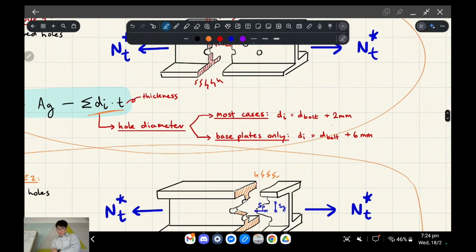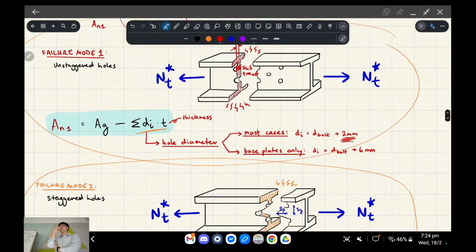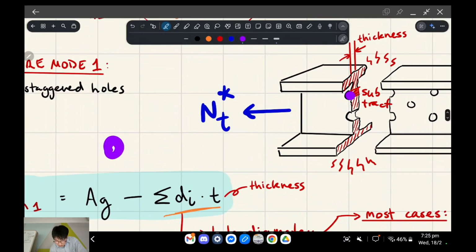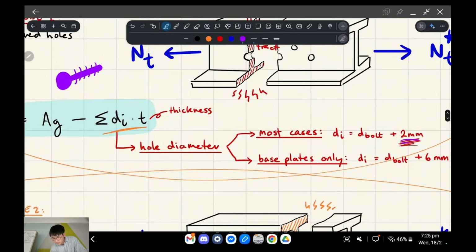Also the hole diameter has to include, let's not worry about base plates for now, a little bit of extra around the bolt diameter. The bolt fits in like that, but because of the threads of the bolt, the spiral bit in a bolt, the threads will also remove a bit of area. So that's why we actually have to add on 2 mil, because it's 1 mil around the edge of that bolt. Does that make sense?